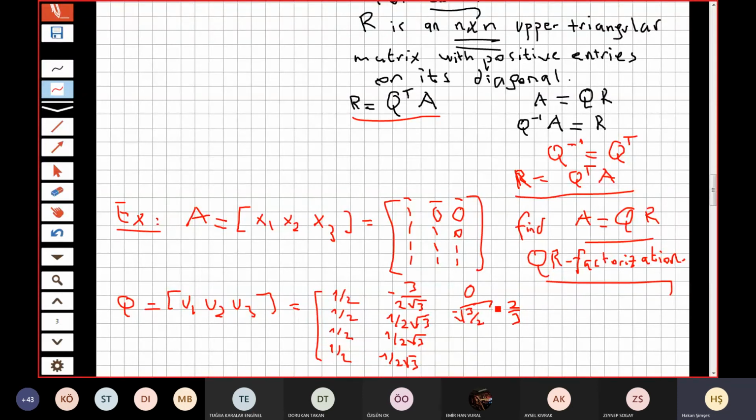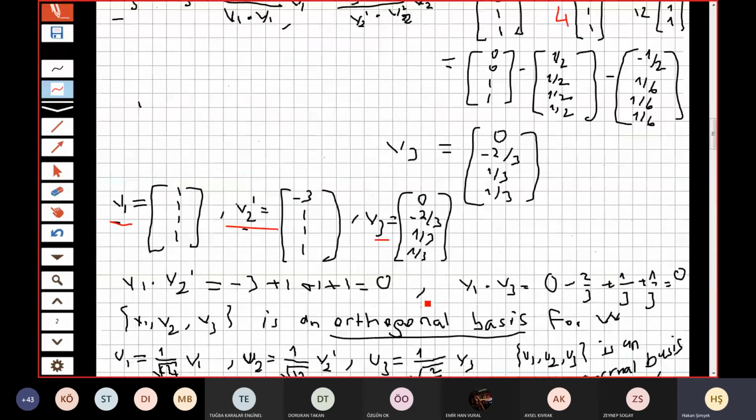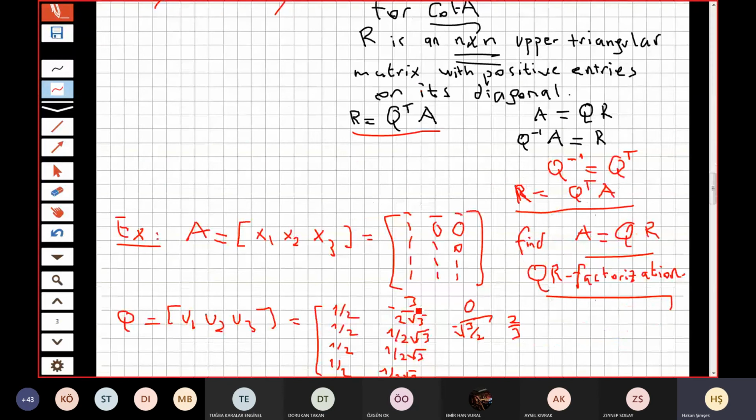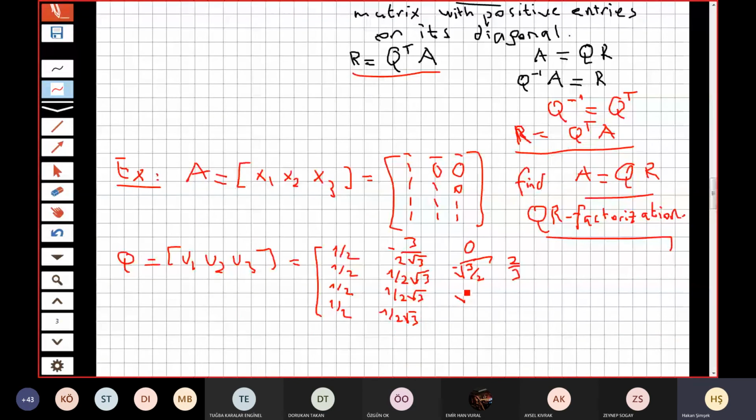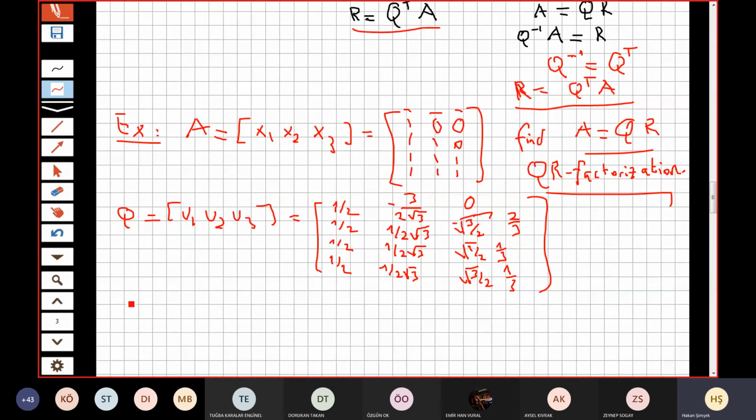You can arrange this yourselves. I am just trying to explain an example to see. 1 over 3, 1 over 3, 1 over 3, 1 over 3, square root of 3 over 2, 1 over 3, square root of 3 over 2, 1 over 3. Okay, this is the matrix Q, and of course you can obtain R.